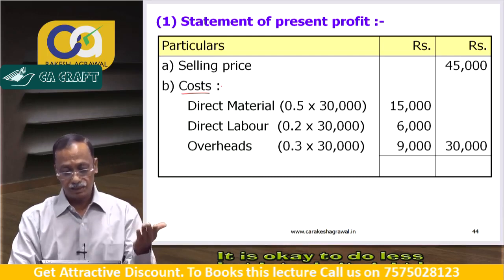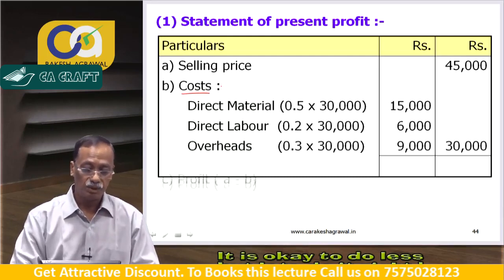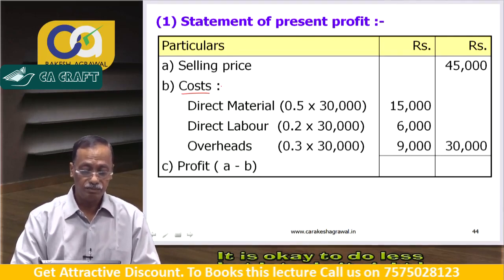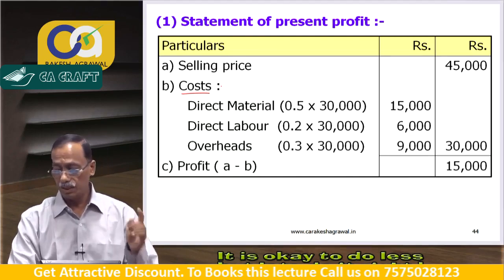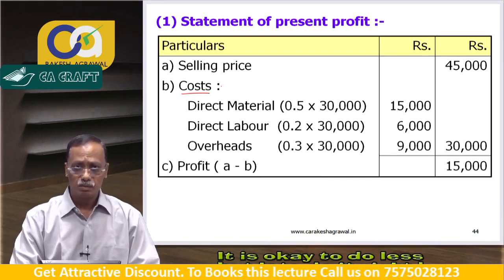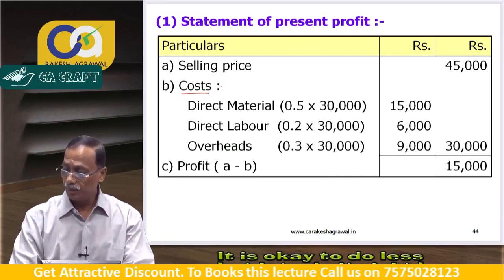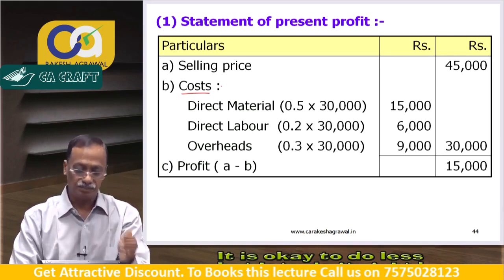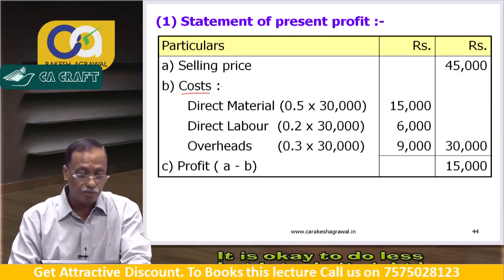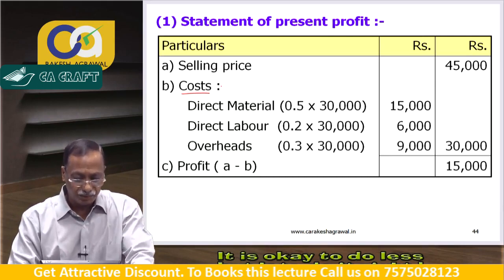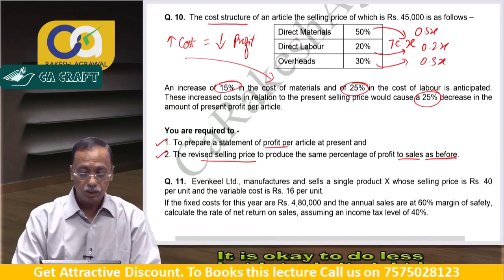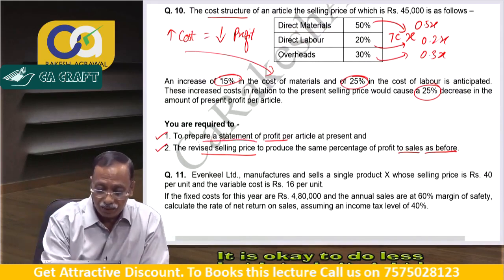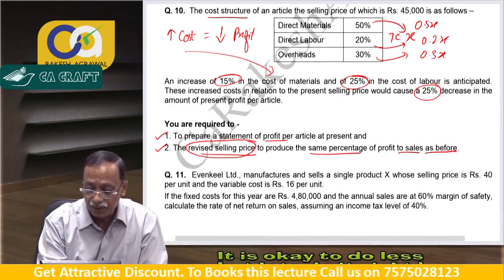And A minus B, that is selling price minus cost, you will get profit. Point number C, profit, that is A minus B. Profit A minus B, that is 15,000. This is the answer of first question. First question was prepare the statement of profit per article at present. Right? At present you are earning 15,000. Now second question is interesting. So I will take you back to the second question. Now they are asking you to calculate revised sales price to maintain same percentage profit.